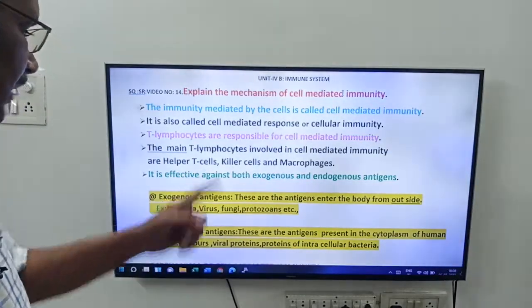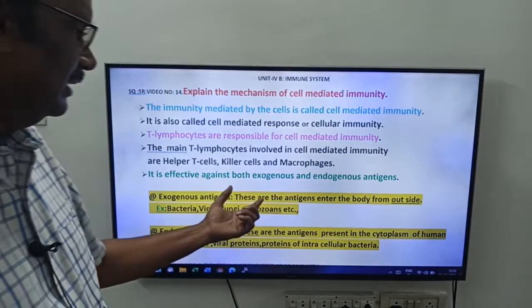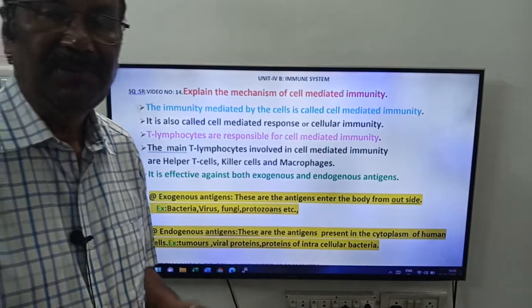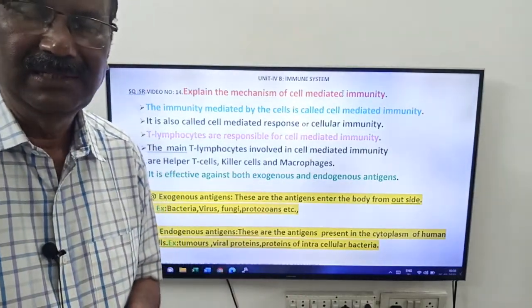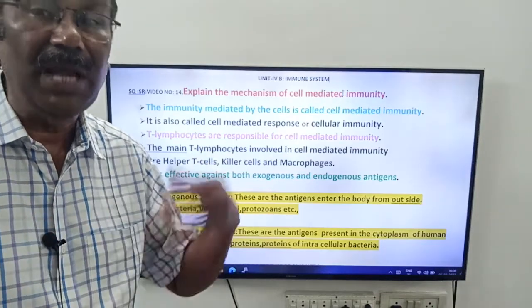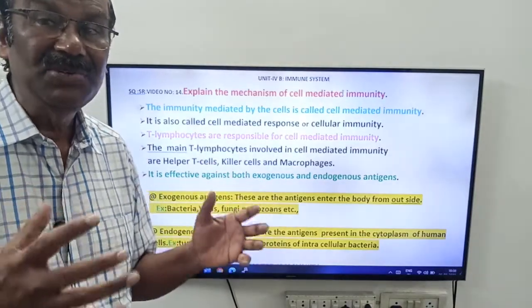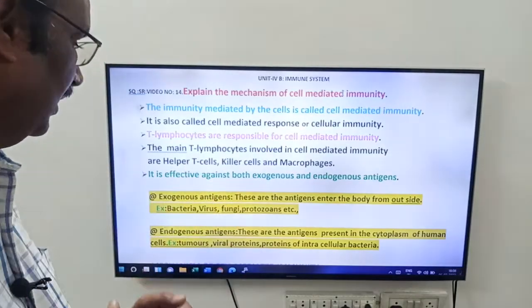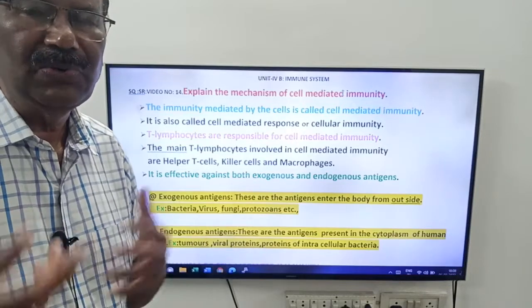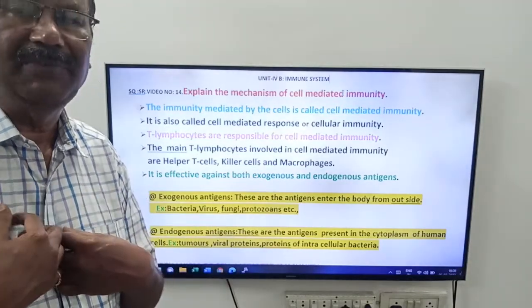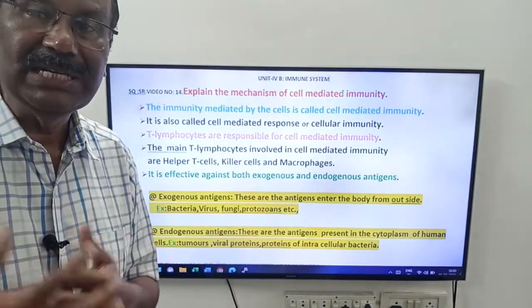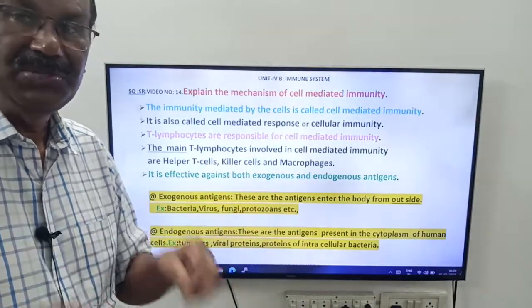What do we mean by exogenous antigens? These are the antigens that enter the body from outside. The antigens which enter into an individual's body from the outside are called exogenous antigens. Example: bacteria, virus, fungi, protozoan, etc. They enter into our body from outside. Exo means outside. They are called exogenous antigens.